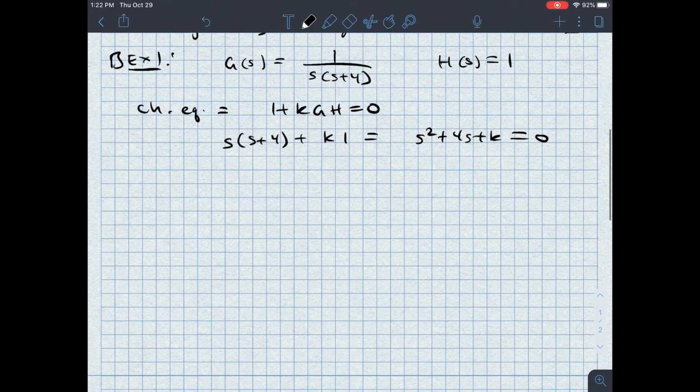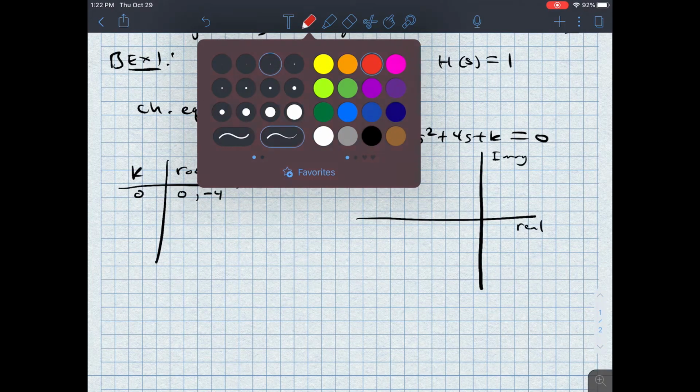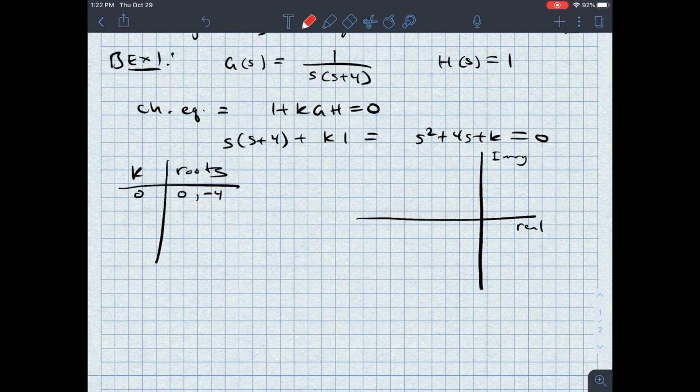So if I vary the value of K, I can find different roots. So if K, for example, is 0, then I know the roots are at 0 and negative 4. So let's draw a little pole zero map here. Here's my real and my imaginary. And in red, we'll put the poles. So initially, when K is 0, I've got a pole located at negative 4 and another one at 0.